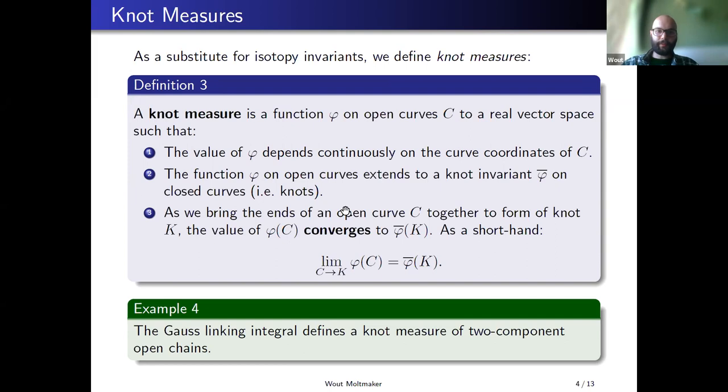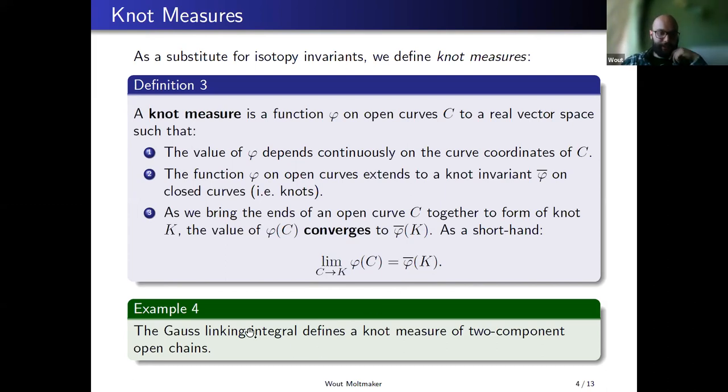So what does this mean, extension? What it means is if we have an open curve and we bring the endpoints together, this is deforming the curve, so we know the knot measure is going to change continuously. So as we bring the endpoints together, we want this knot measure to converge to the knot invariant extension. As a shorthand, informal equation: as we bring the endpoints of the curve C together to close it, we want the knot measure to converge to some ambient isotopy invariant. So this is really the next best thing after ambient isotopy invariants.